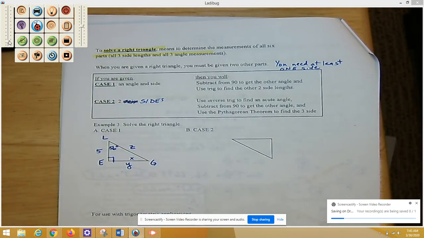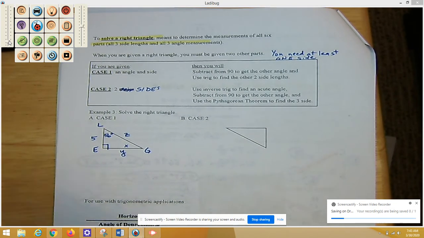Okay, so this would be case 1, because you are given a right angle for angle E. You have a right angle, and I have the acute angle at angle L, and that's 56 degrees. And then you are given the side of LE. So kind of the same things that we've been doing before.